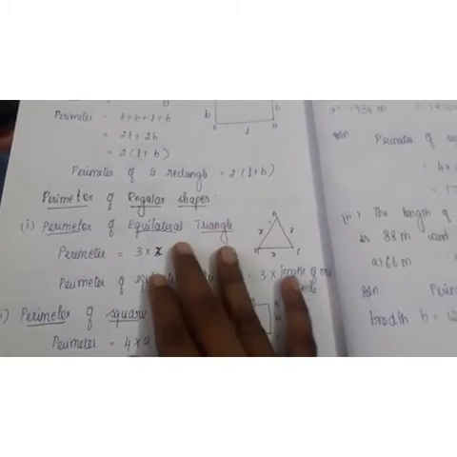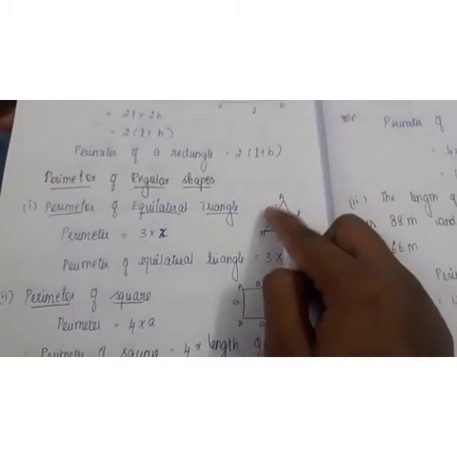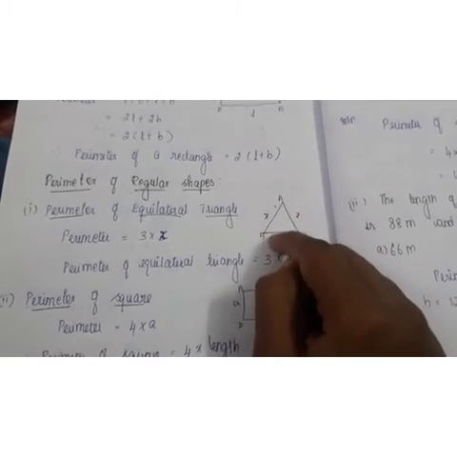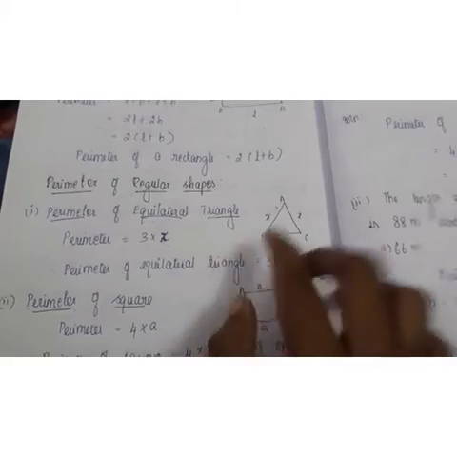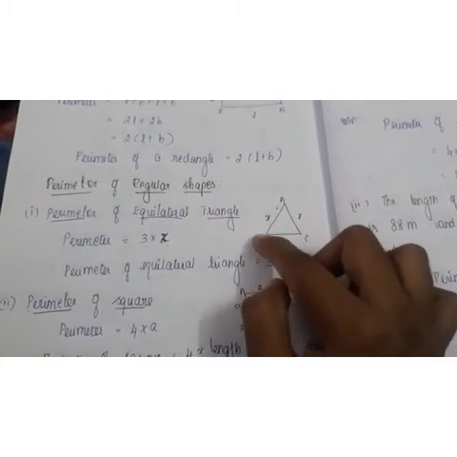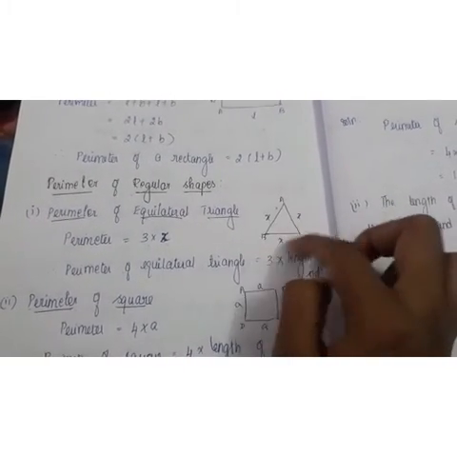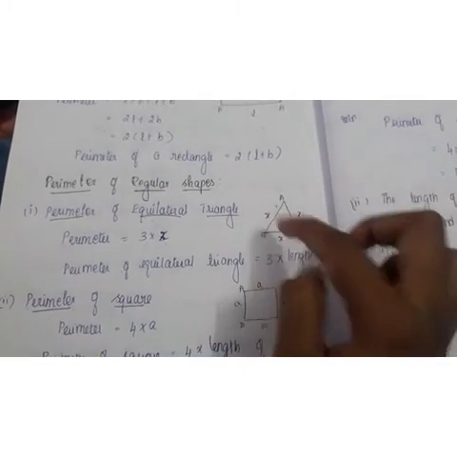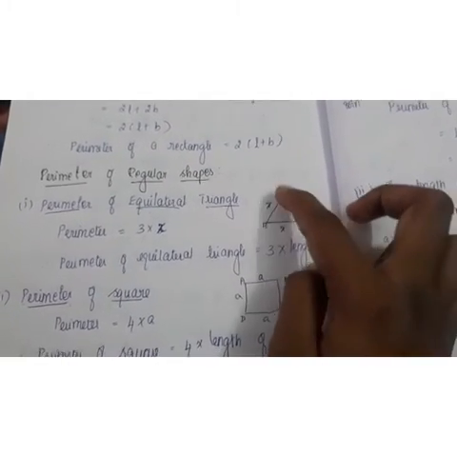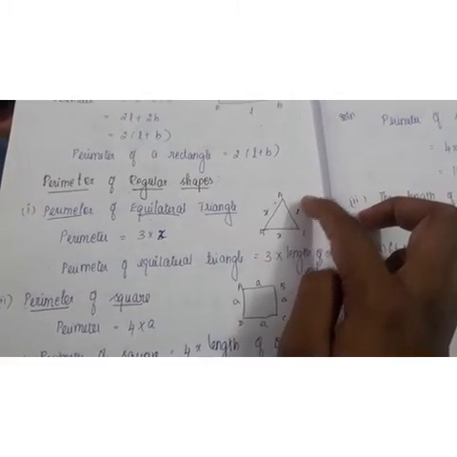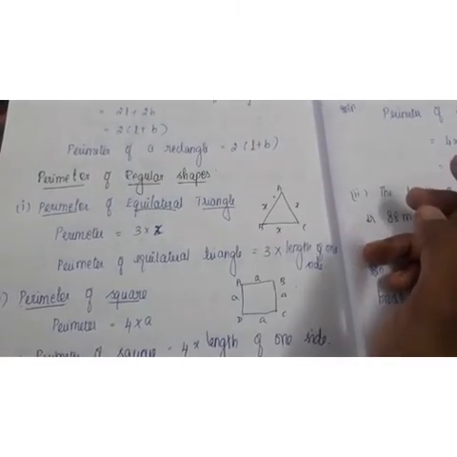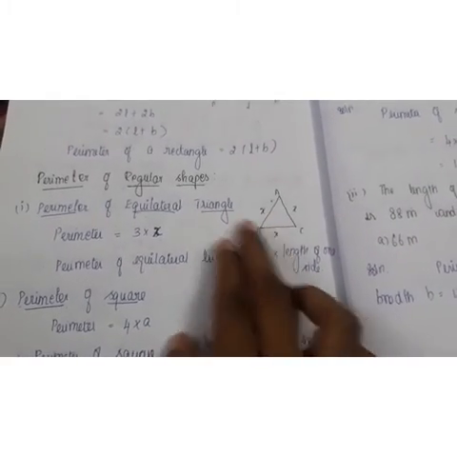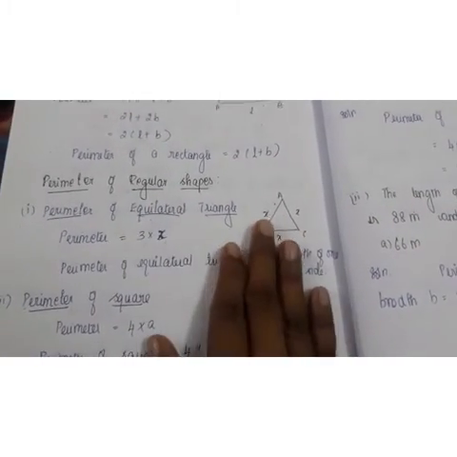Now the perimeter of regular shapes. Regular shapes means all the sides of the given shape are equal. For example, the perimeter of an equilateral triangle. See here, AB is equal to BC is equal to AC, all three sides are equal, say x. If x is 3, then AB, BC and AC are all 3. If x is 5, then all these sides are 5 meter only. So regular shapes means all the sides of a given shape are equal.